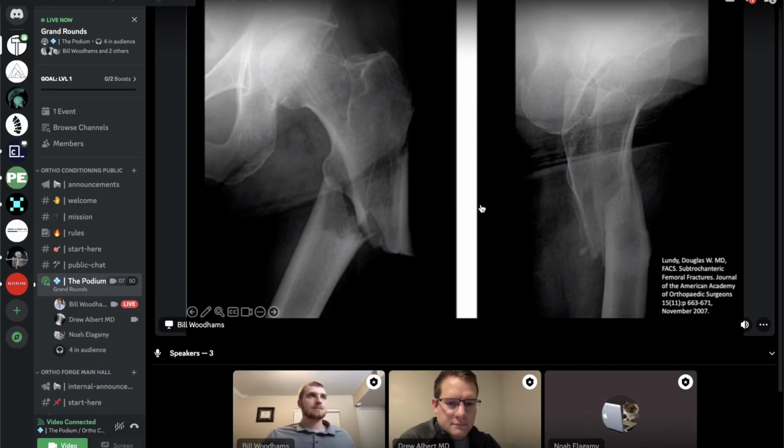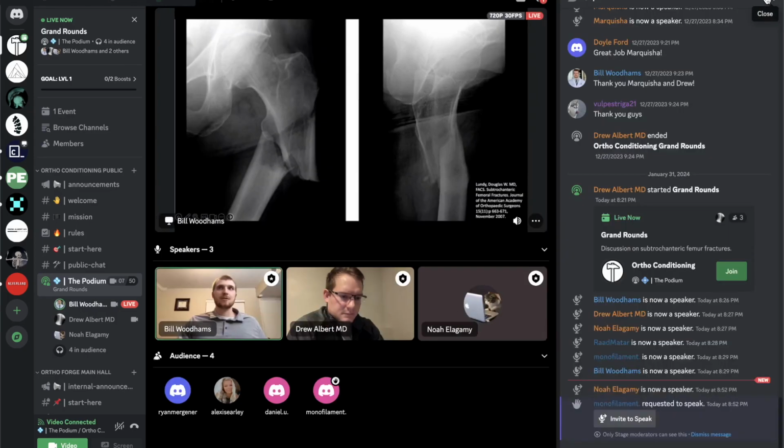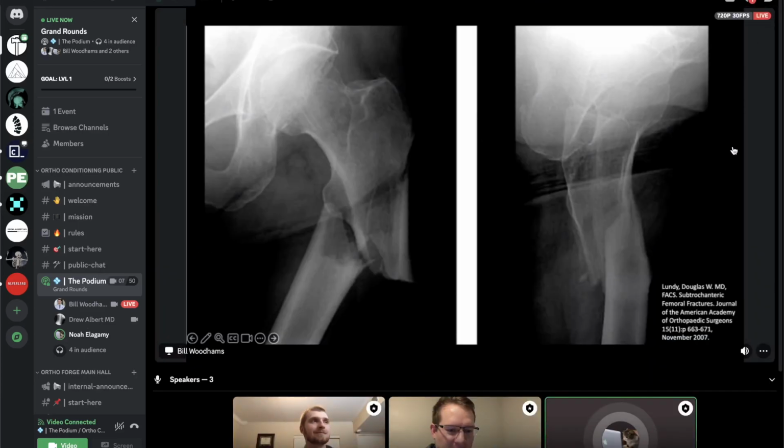Yeah, I can try. So I see an AP and a lateral of a left femur. I see a fracture involving the subtrochanteric region of the left femur. It looks like there might also be extension into the lesser trochanter. Nice. Excellent. Nailed it. Excellent job. And then for the classification, maybe 1B.